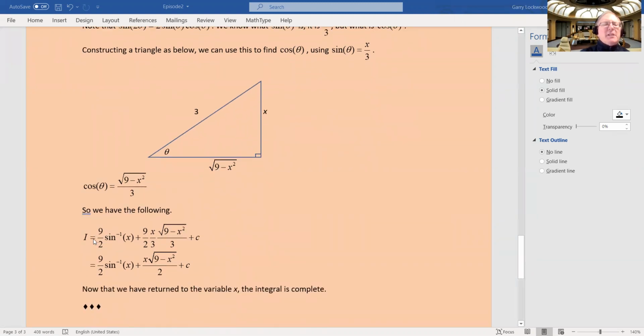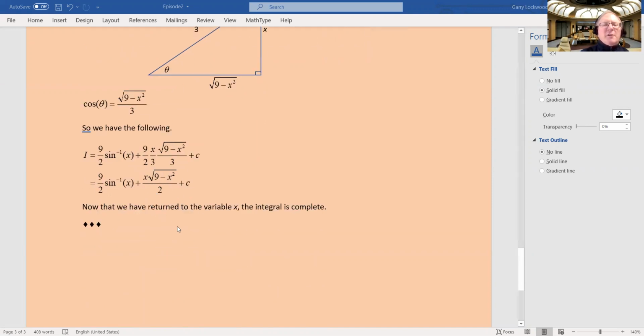And so we've got this: I is 9 over 2 times the inverse sine of x over 3, plus 9 over 2 times x over 3, because it was 9 over 4 times 2 sine theta cos theta, so the 2 and the 4 cancel out, leaving 9 over 2. Times x over 3, times the square root of 9 minus x squared over 3, plus c. And of course I'm going to have 9 on the bottom, which will cancel out with this 9. And so this will be the final integral. So now that we've gone back to x, everything's finished. It's all done.